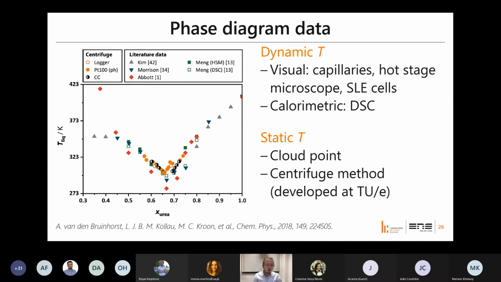So another approach is, instead of keeping the composition constant, to keep the temperature constant and just change the composition by making small additions of either solid or liquid to the mixture, and check where the liquid either becomes clear or forms particles, so a cloud point. And another approach is the centrifuge method that we developed in Eindhoven, where we can also measure the equilibrium between the liquid and the solid by simple phase separation with centrifugation. That's all described in this paper.